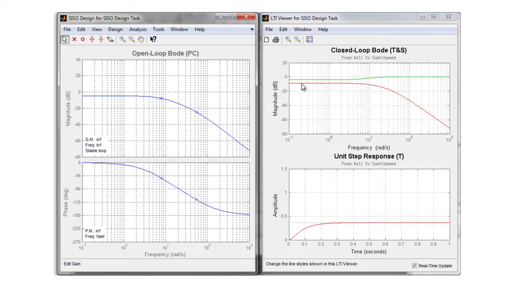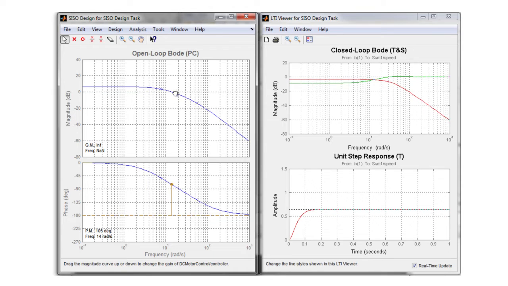Looking at the closed loop transmissibility transfer function, we should be able to tell that our tracking is not going to be very good because our gain at low frequencies is too low. So my first instinct would be to increase the gain. As I move this up, notice that as soon as it crosses the 0 dB line, the phase margin appears and my step response is rising.